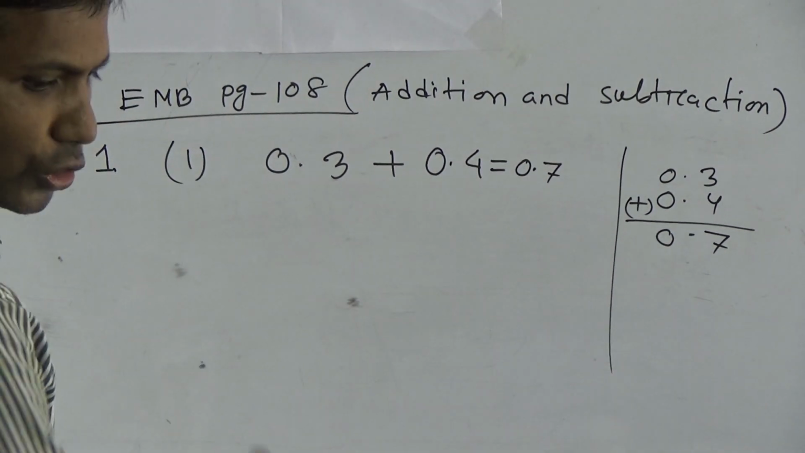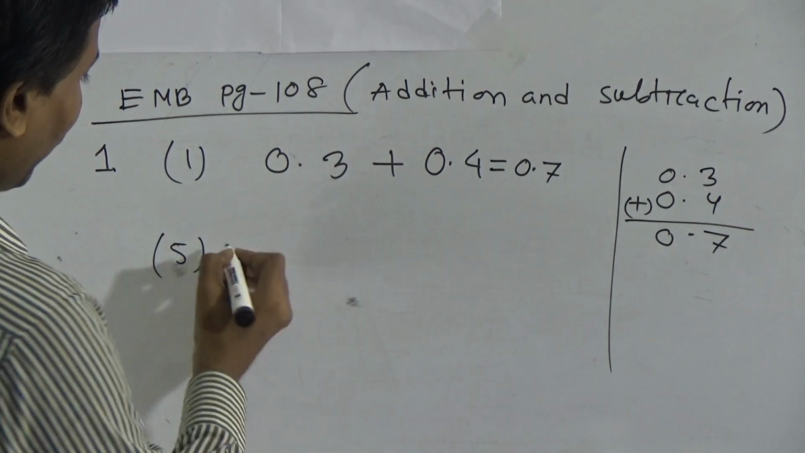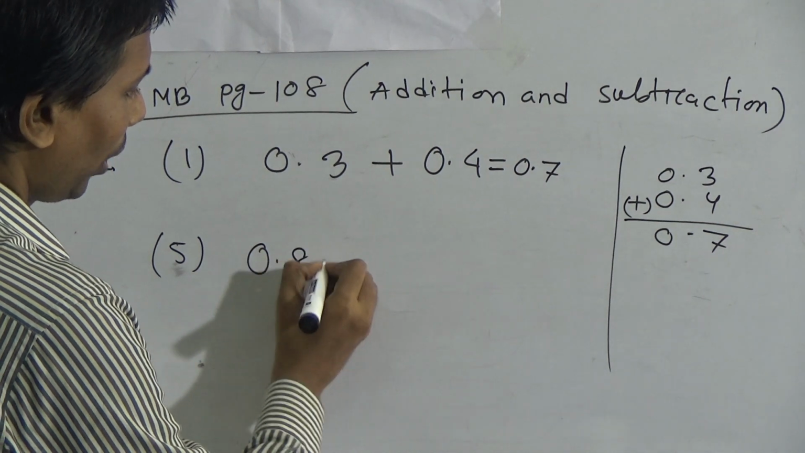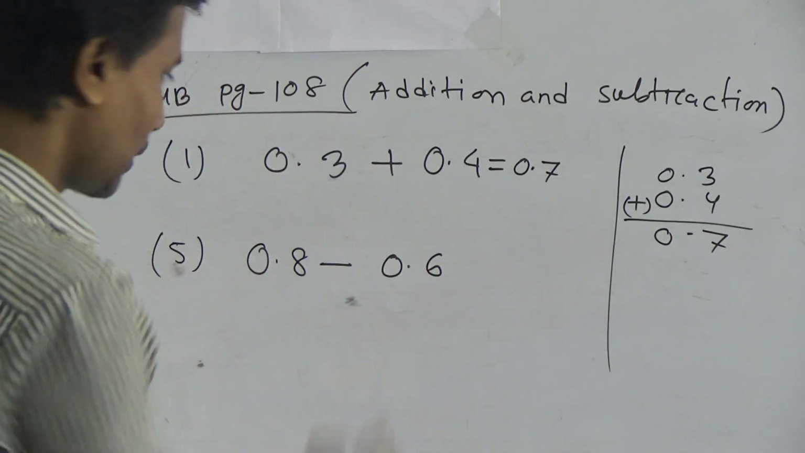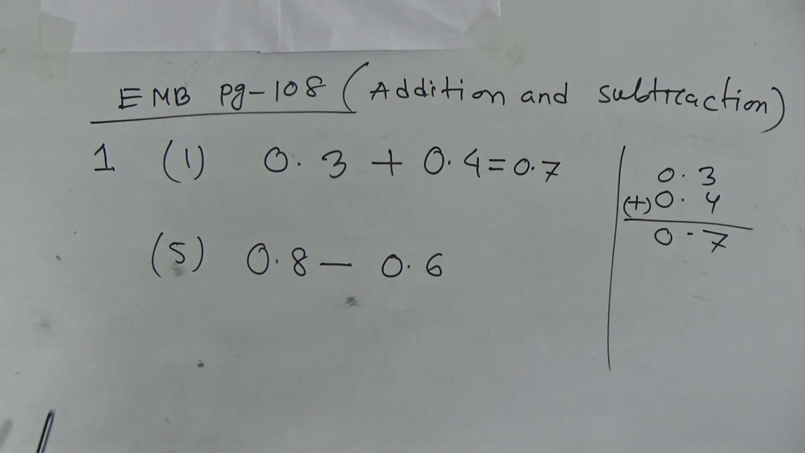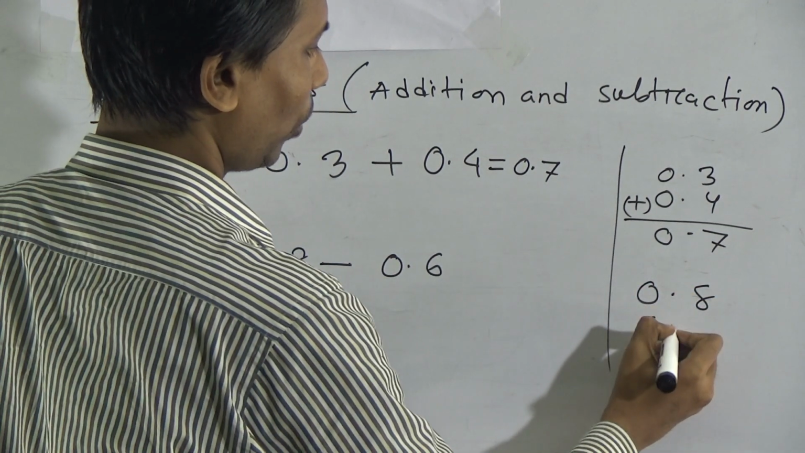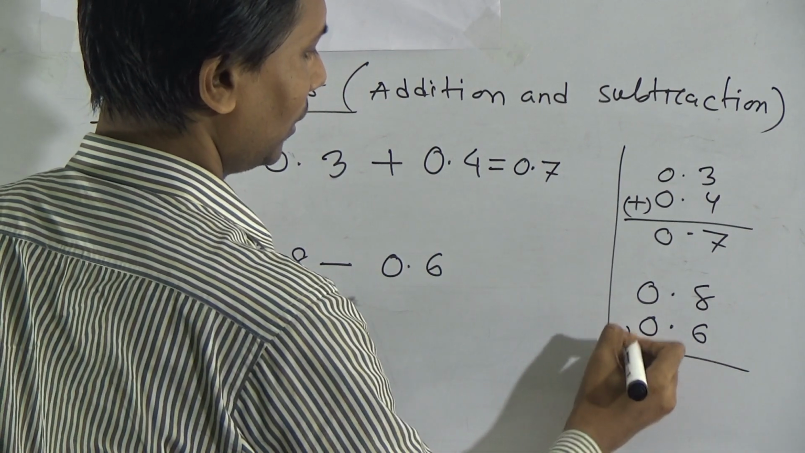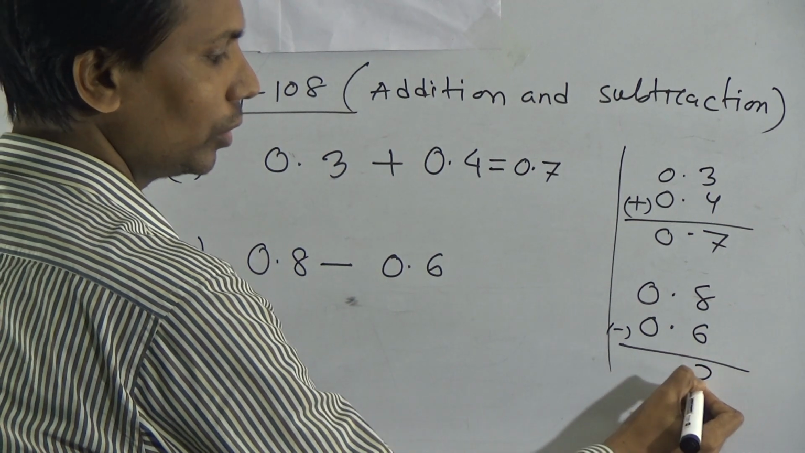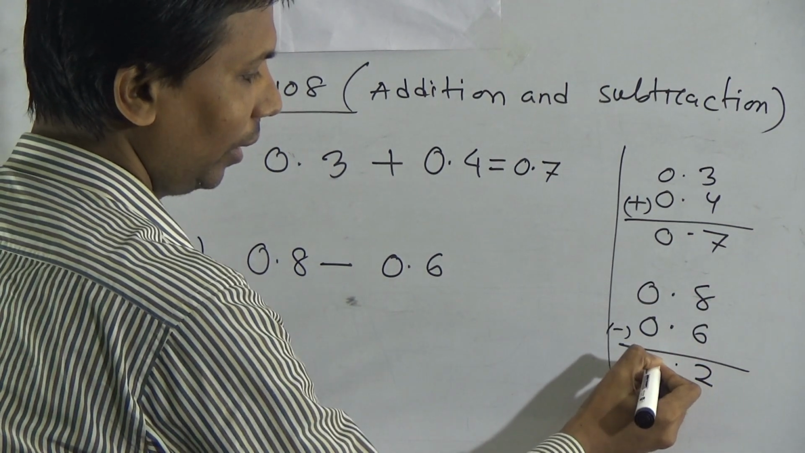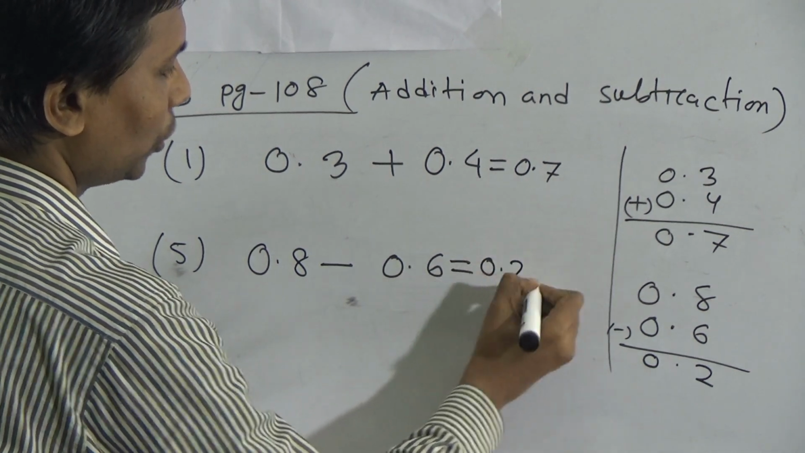Now you have to solve question number 5. Question number 5, 0.8 minus 0.6. Okay, this is also so easy for you. 0.8 minus 0.6. Give subtraction sign. 8 minus 6. This is equal to what? 2. That means we have got 0.2.